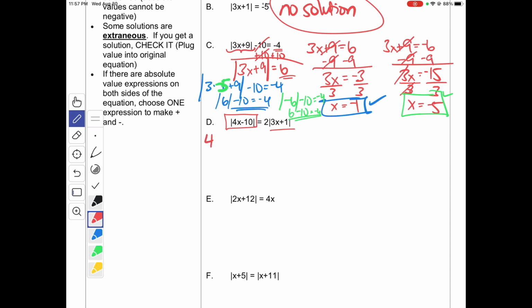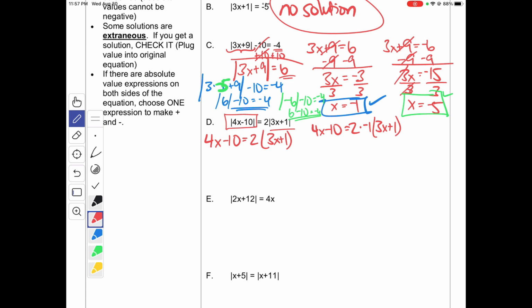We're going to set this up and we're going to say 4x minus 10 equals 2 times 3x plus 1, or that's the positive version of the equation. Or we're going to do 4x minus 10 equals 2 times negative 3x plus 1.